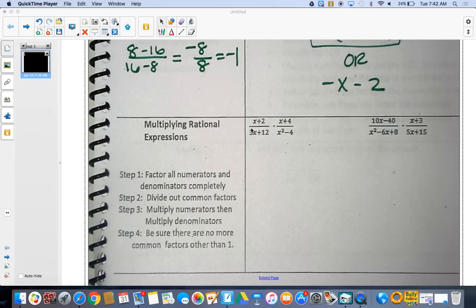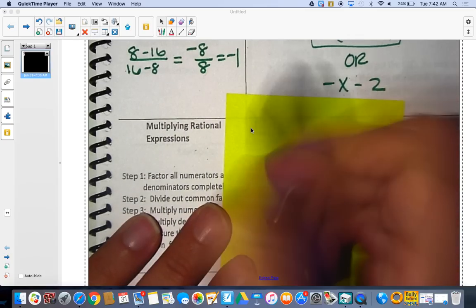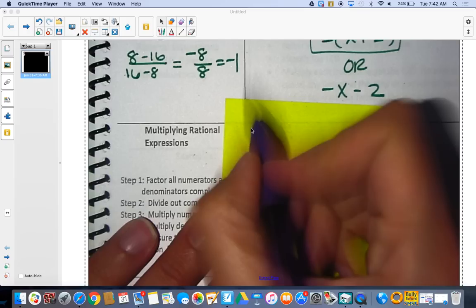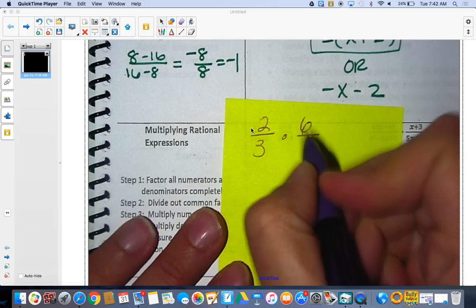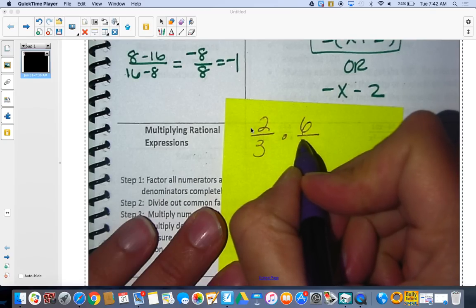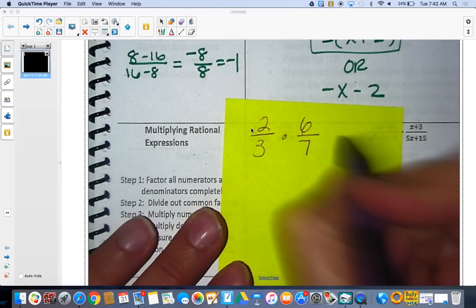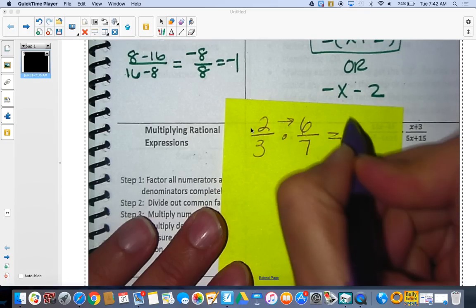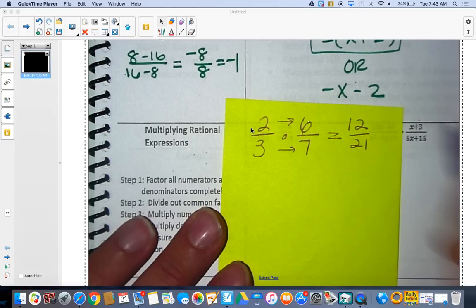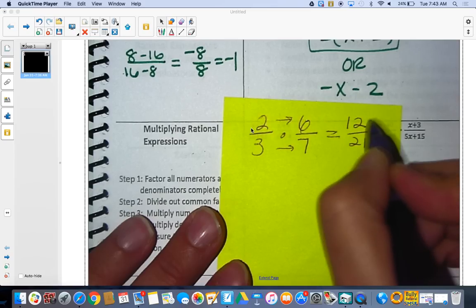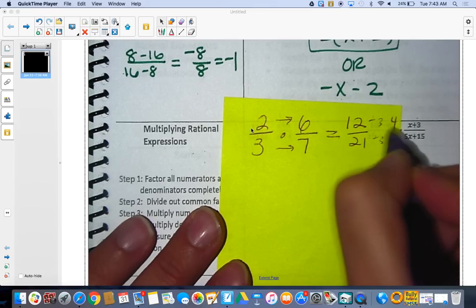Let's go ahead and review how to multiply and divide fractions, okay? If you have something like, you don't have to write this down, just watch me, 2/3 times 6/7. All you do is you multiply straight across. And then you reduce. 3 is a common factor here. If you reduce, you get 4/7.